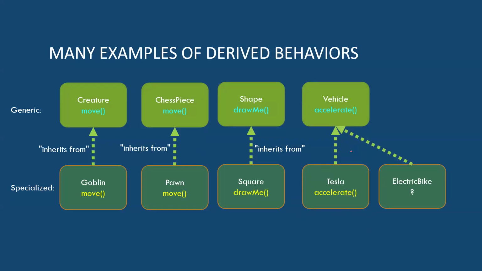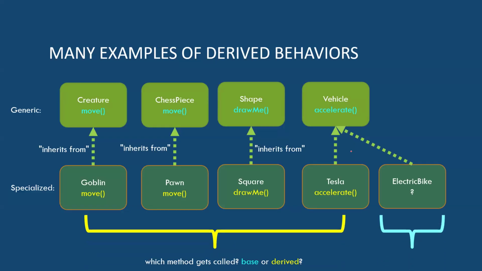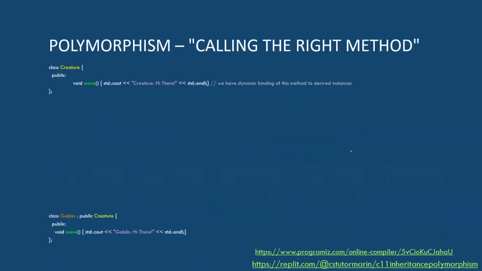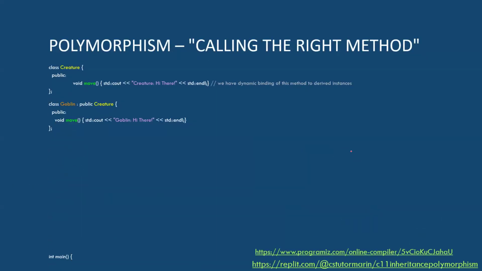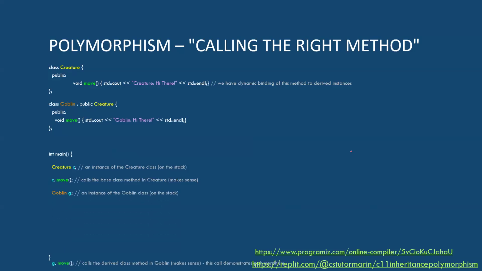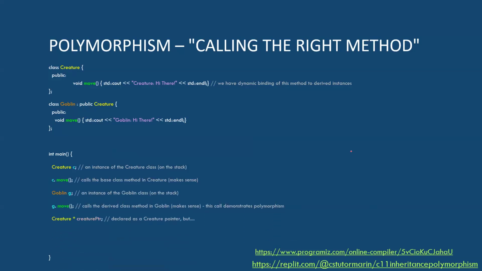So that's how we kind of want to imagine developing this stuff. Common stuff in the base, and then specialized stuff in the derived part. Okay, down here. So how do we know which one's going to get called? Well, it kind of makes sense. If you've created a creature instance, it should move like a creature. And if you create a goblin instance, it should move like a goblin.